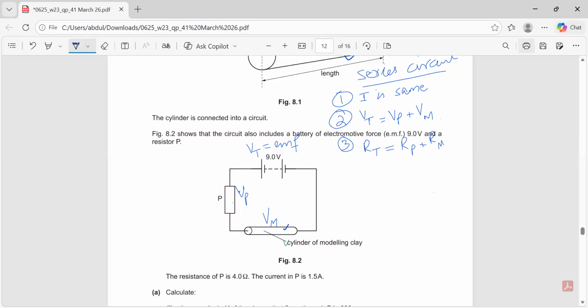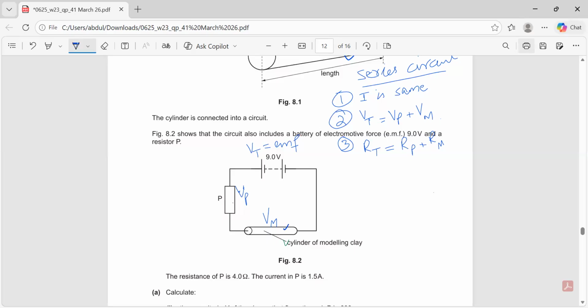Total voltage in the battery is 9 volts. So V total is equal to Vp, the potential difference across resistor P, plus the potential difference across the modeling clay resistor, Vm. Even in notes and books you will find it written as V total or EMF is equal to V1 plus V2 plus V3 and so on, whatever the number of components connected in series.